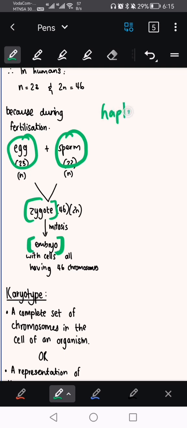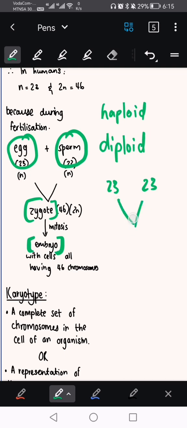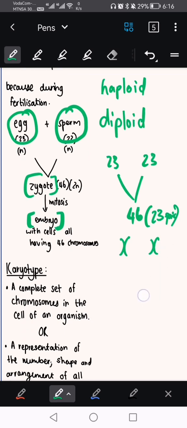Haploid is half of diploid, and in humans you get 23 chromosomes from your mother and 23 from your father. Together they fuse to give you the 46 chromosomes, right? And this we call 23 pairs, because chromosomes occur in pairs, obviously. When we look at the karyotype now, you'll understand what I mean.